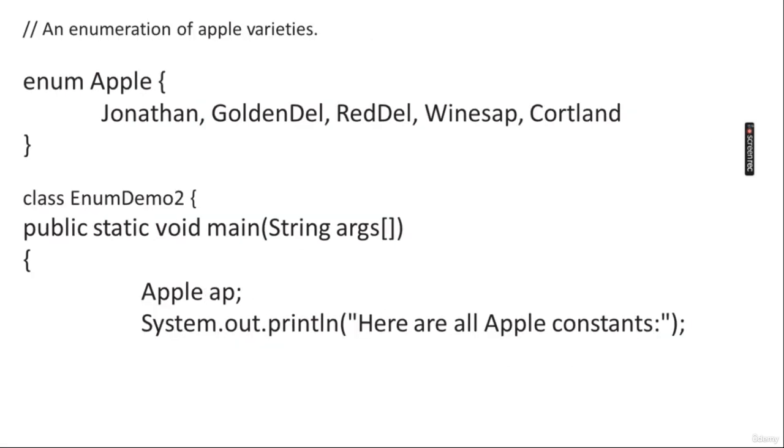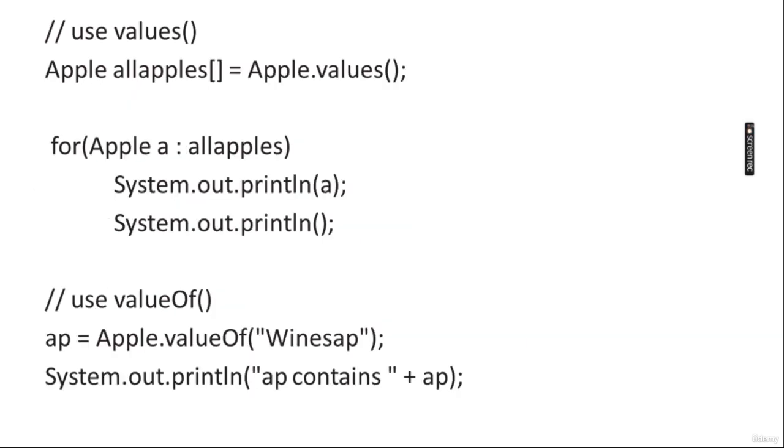Enum apple, same example we are taking: Jonathan, Goldendale, Reddale, Winesap, and Cortland. Now, apple AP is created. Here are all apple constants. Apple all apples is equal to apple.values. So it will return the array, and that array will be stored in the allApples array. And the type of that allApples array is apple because it is returning the enum type. For apple A colon allApples.